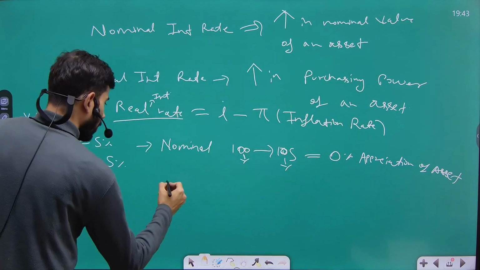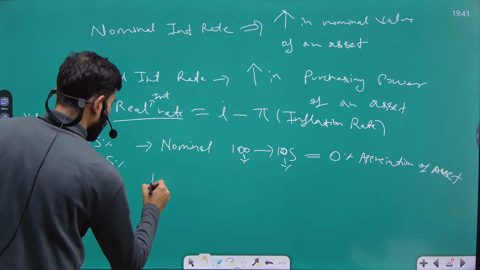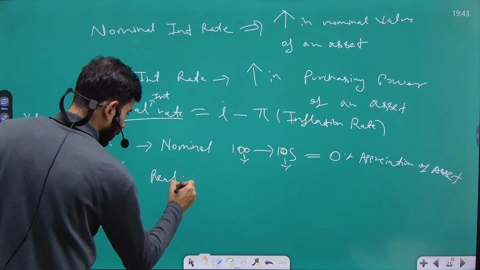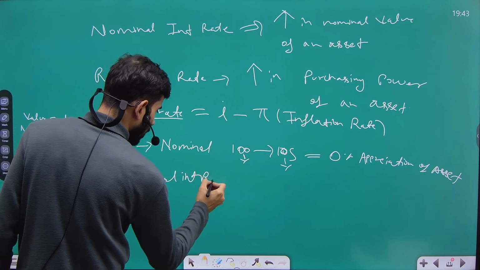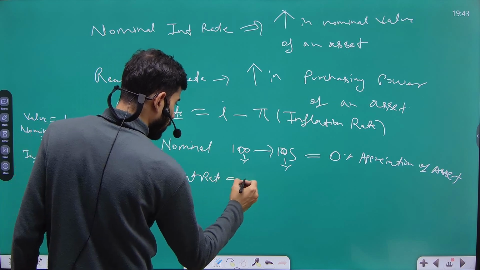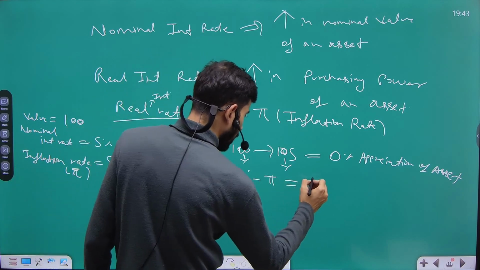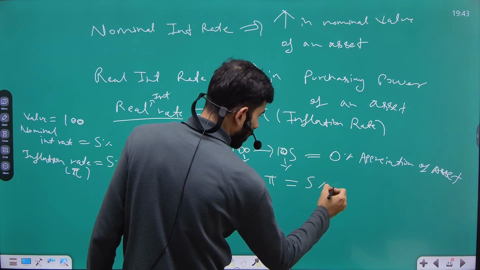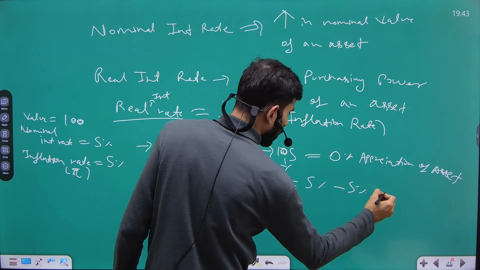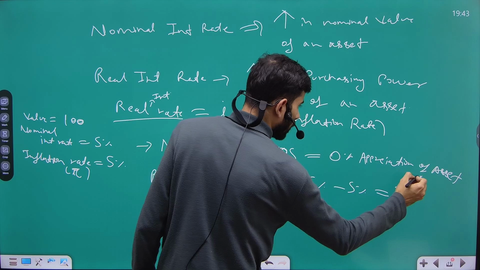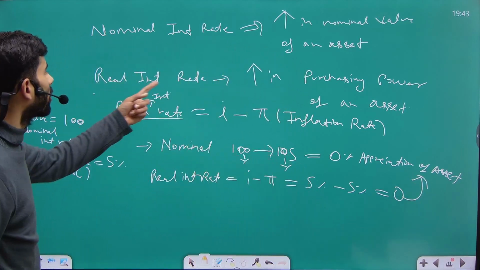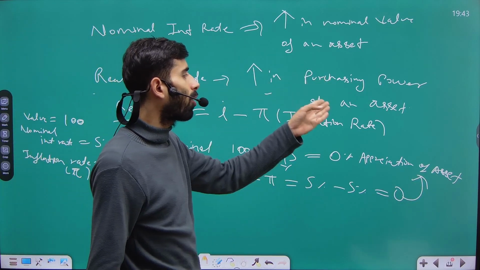Why? Because real interest rate is equal to i minus pi, which is 5% minus 5%, which is exactly equal to 0. So our real interest rate shows the increase in the purchasing power of an asset.